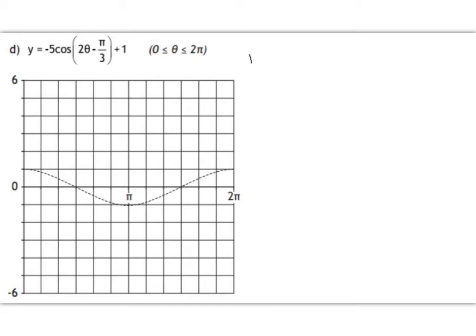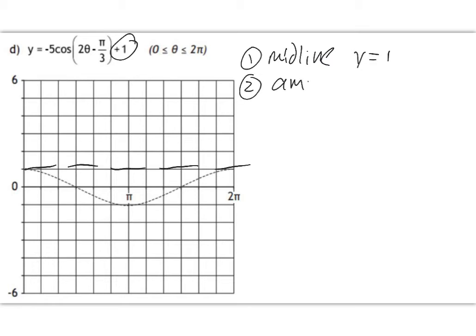We're going to do the same thing. We're going to start with our midline. And that's going to be at positive 1. So I'm going to sketch that first. All right. Then we're going to have our amplitude. That's going to be 5.